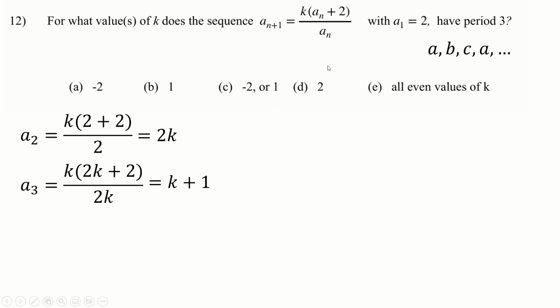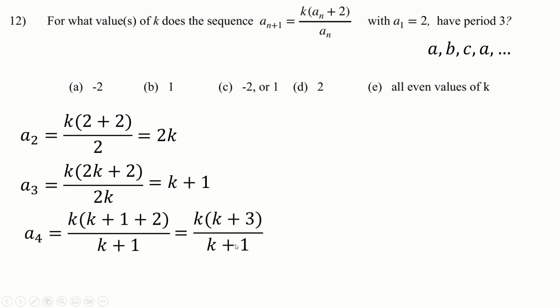The next term will be k into k plus 1 plus 2 over k plus 1, which turns out to be this. And now this is the term for period 3. This is the thing that I want to be equal to the original term, because period 3 goes this, something else, the same thing again. So we've gone 2, something else, the same thing again. So I want this to be equal to 2 for this to have period 3.